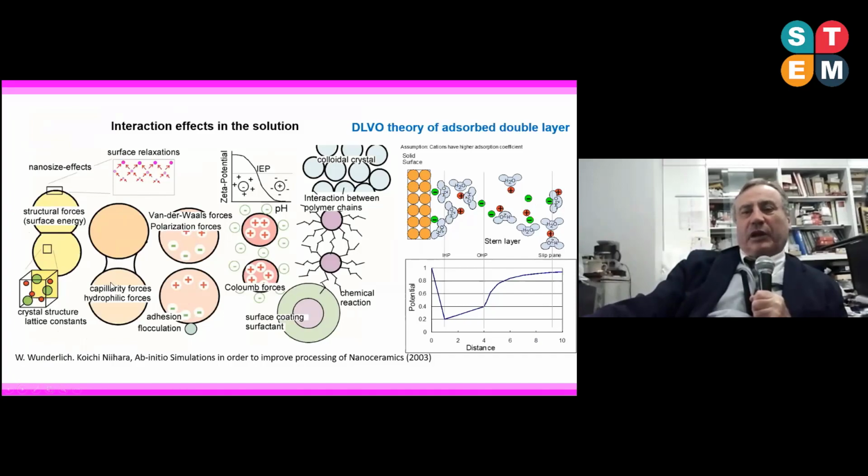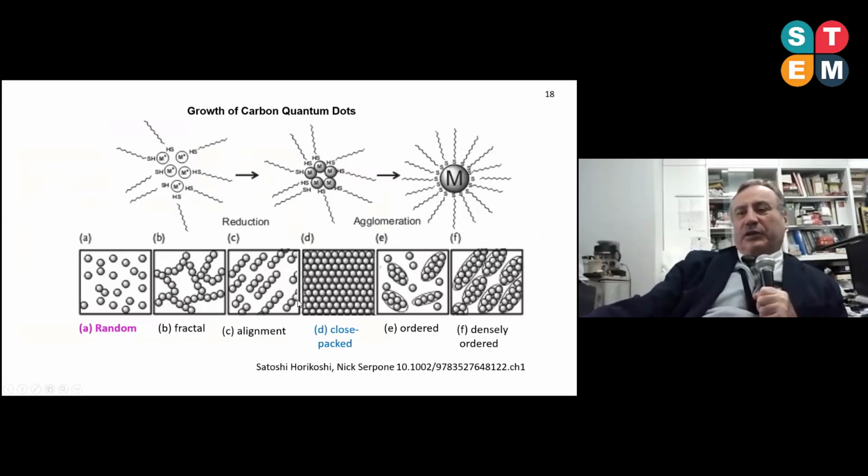Then if you dry your solution, you get the capillarity forces due to the retraction of the liquid, and also due to the bonding angle at the surface. And then the van der Waals forces polarization. And actually, as a function of the distance from the surface layer, we get this complicated potential function. DLVO theory shows first a decrease and then a slight increase due to the size of the water molecules. So, and all this is now done also on the carbon quantum dots.